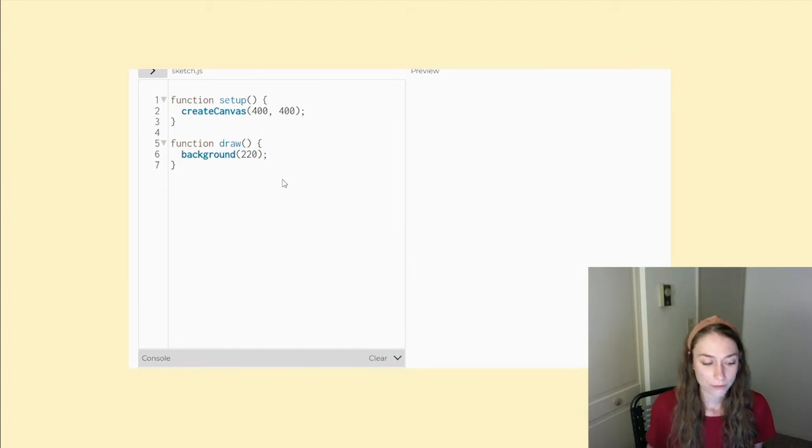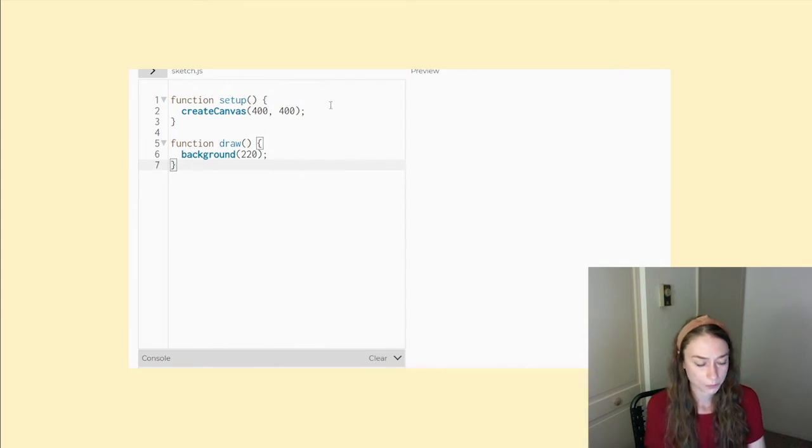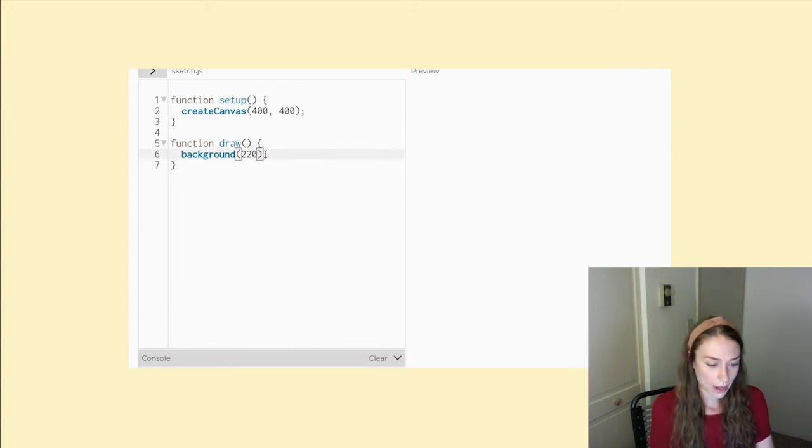So meet me over at your P5 editor. So again, that's editor.p5js.org. And we're going to create a little work of motion graphic here. First, I am going to leave my background here for now, but I'm going to change it all the way to white, and you'll see why we're doing that in a bit.